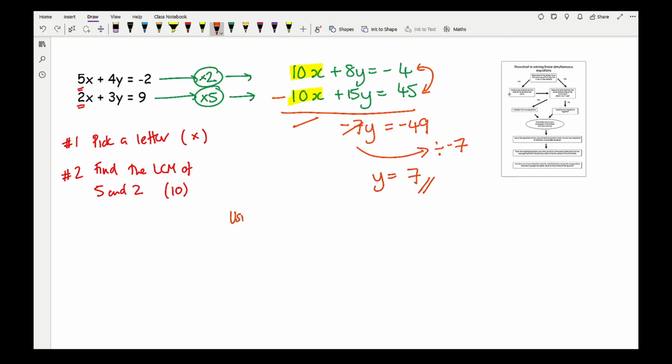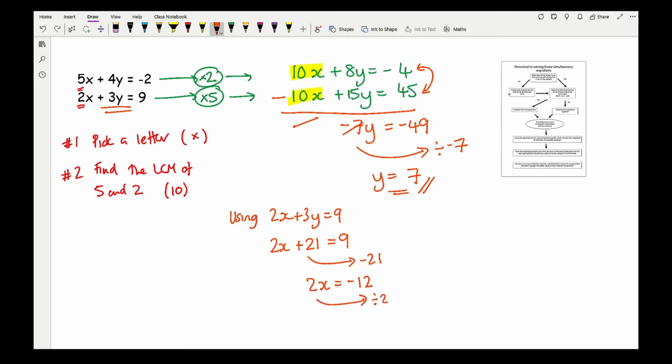Then picking one of the equations, again I'm going to go for the bottom one. Using 2x plus 3y equals 9, and knowing that y equals 7, I get 2x plus 21 equals 9. I then take away the 21, so 2x is going to equal minus 12. Therefore, I divide by 2, so x equals minus 6. So my final answer for this particular question is x equals minus 6 and y equals 7.